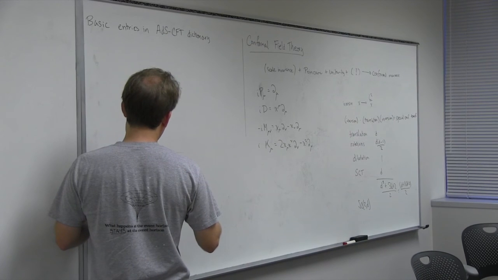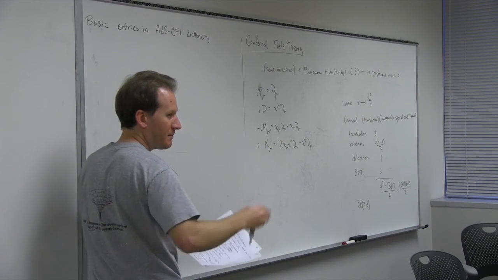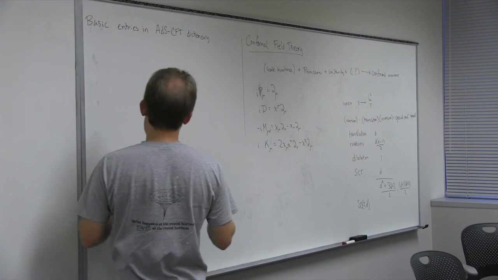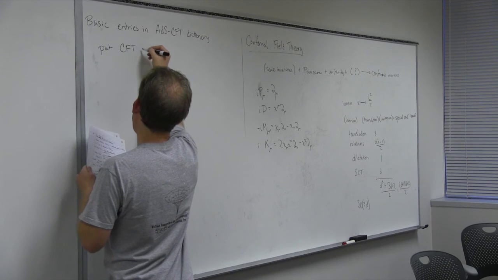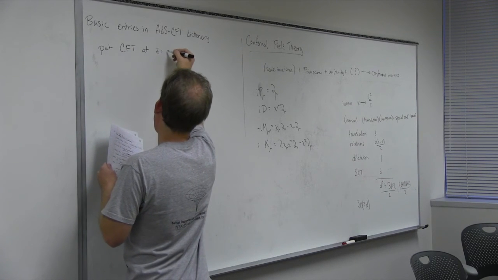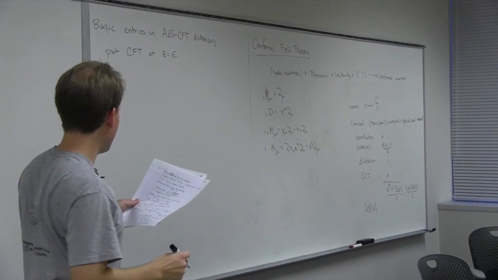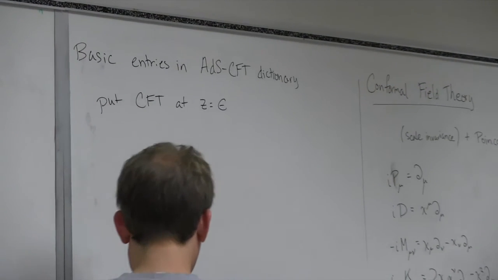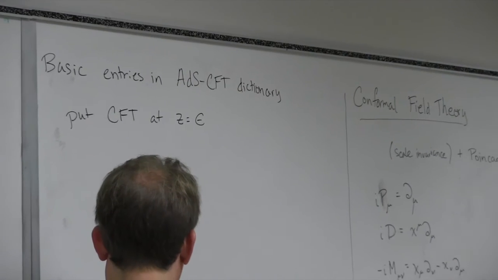And because when z goes to 0, the whole metric blows up, for calculations I usually have to put it at some cutoff. So I have an epsilon that behaves like a UV cutoff in the field theory, although I'll talk more about how to understand that.